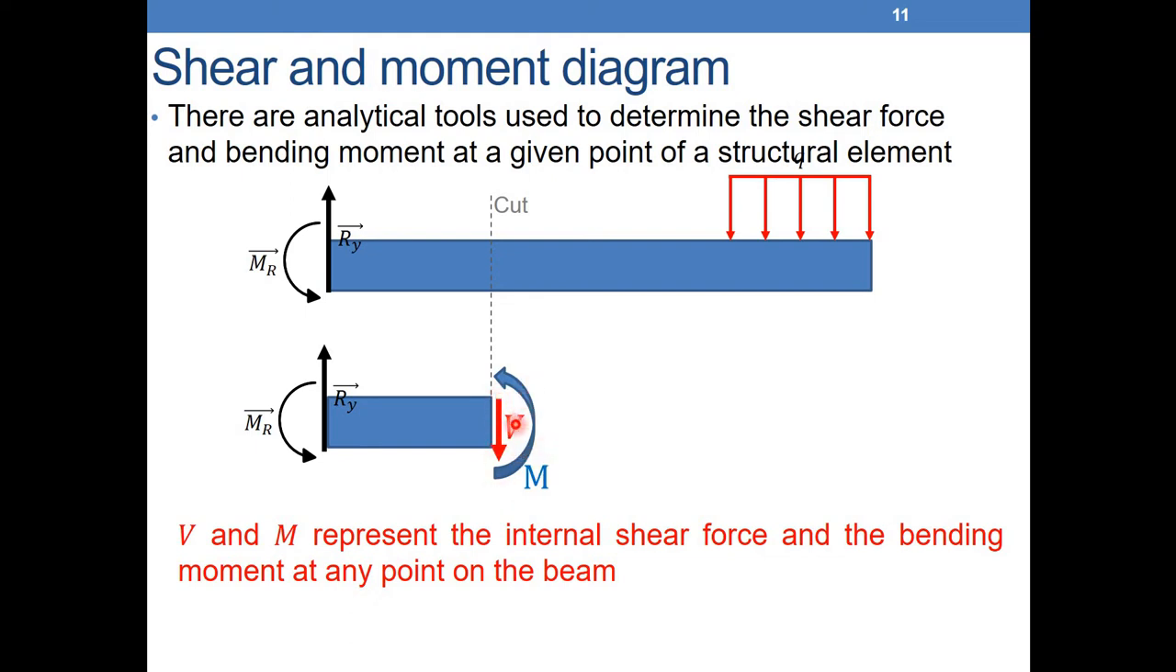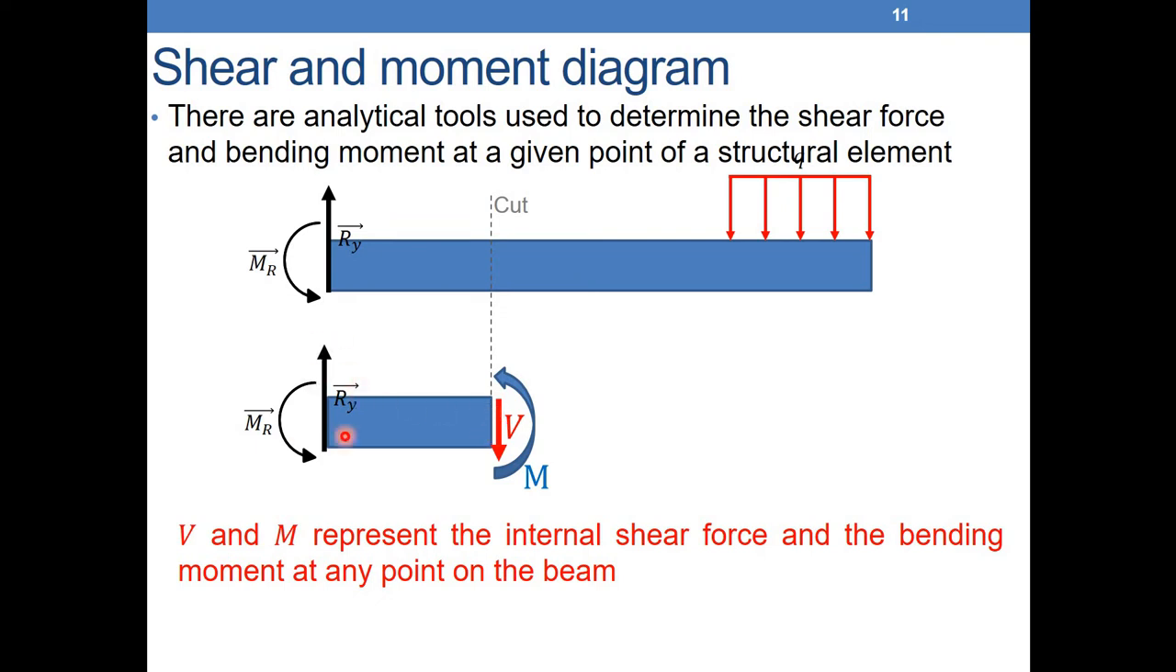So what are V and M? V is the internal force which is created in order to balance the lateral forces here, and M is the internal moment created in order to balance the external moment here. V and M are both a result of the equilibrium of the portion here. So V, as you can see, is not normal to the cross section, it is tangent to the cross section. What do we call a force which is tangent to the cross section? We call it a shear force.